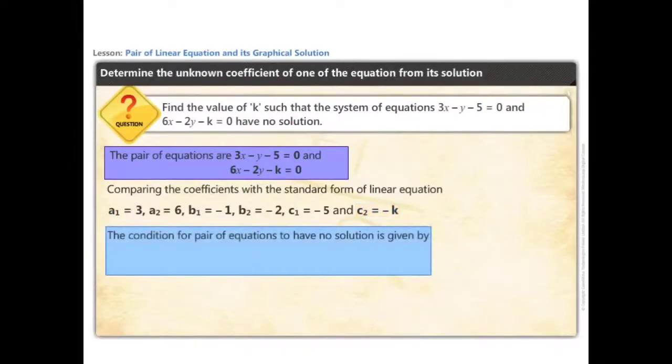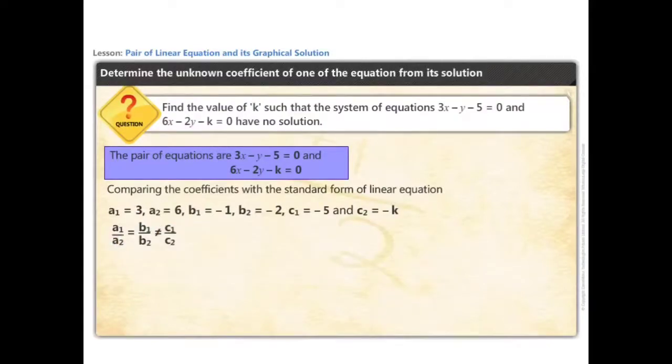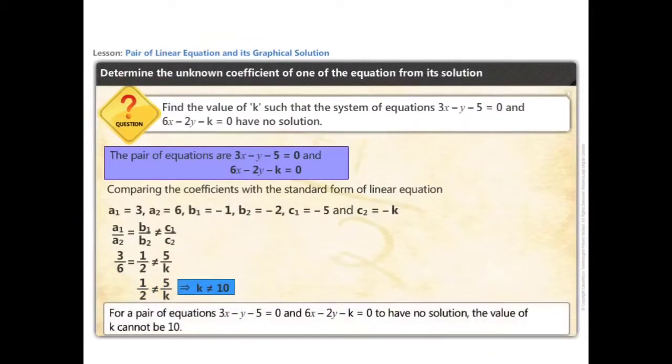We know that the condition for a pair of equations to have no solution is given by a1 by a2 is equal to b1 by b2 is not equal to c1 by c2. Substituting the coefficients in the above equation, we get 3 by 6 is equal to 1 by 2 is not equal to 5 by k. This implies k is not equal to 10. Thus, the pair of linear equations 3x minus y minus 5 is equal to 0 and 6x minus 2y minus k is equal to 0 have no solutions. The value of k cannot be 10.